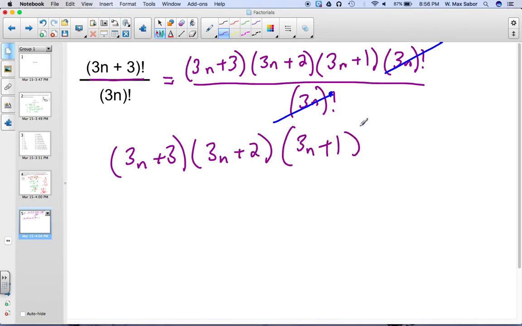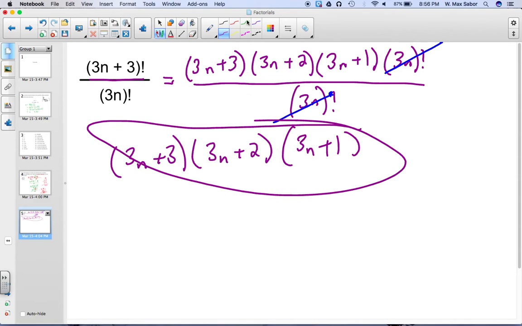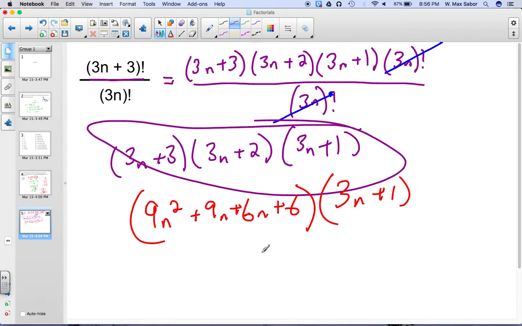And now we get 3n plus 3, 3n plus 2, 3n plus 1. And depending on how you want your answer, you could leave it like this, or let's say you're going to be solving this as part of an equation. You might need to multiply this out, and let's do that for the fun of it. 9n squared plus 9n plus 6n plus 6 times 3n plus 1, 9n squared plus 15n plus 6 times 3n plus 1.